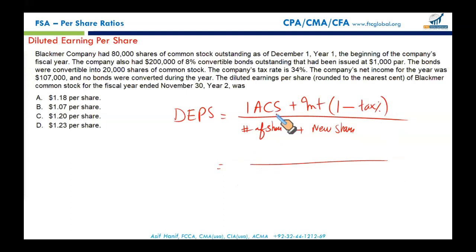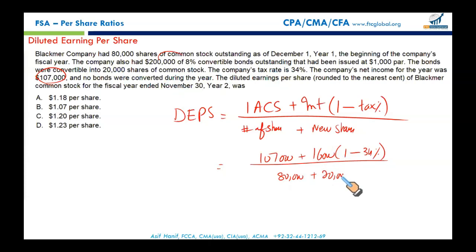So what is IACS? IACS is given as $107,000. Plug it in. What is the interest? Interest is 8% of $200,000, which is going to be 16,000. 16,000 into 1 minus tax, so as to bring it to the after-tax form. And then whatever the result comes, you need to divide it with the existing number of shares, that was 80,000. And the new shares that will be issued if the bonds are converted, that's going to be 20,000.